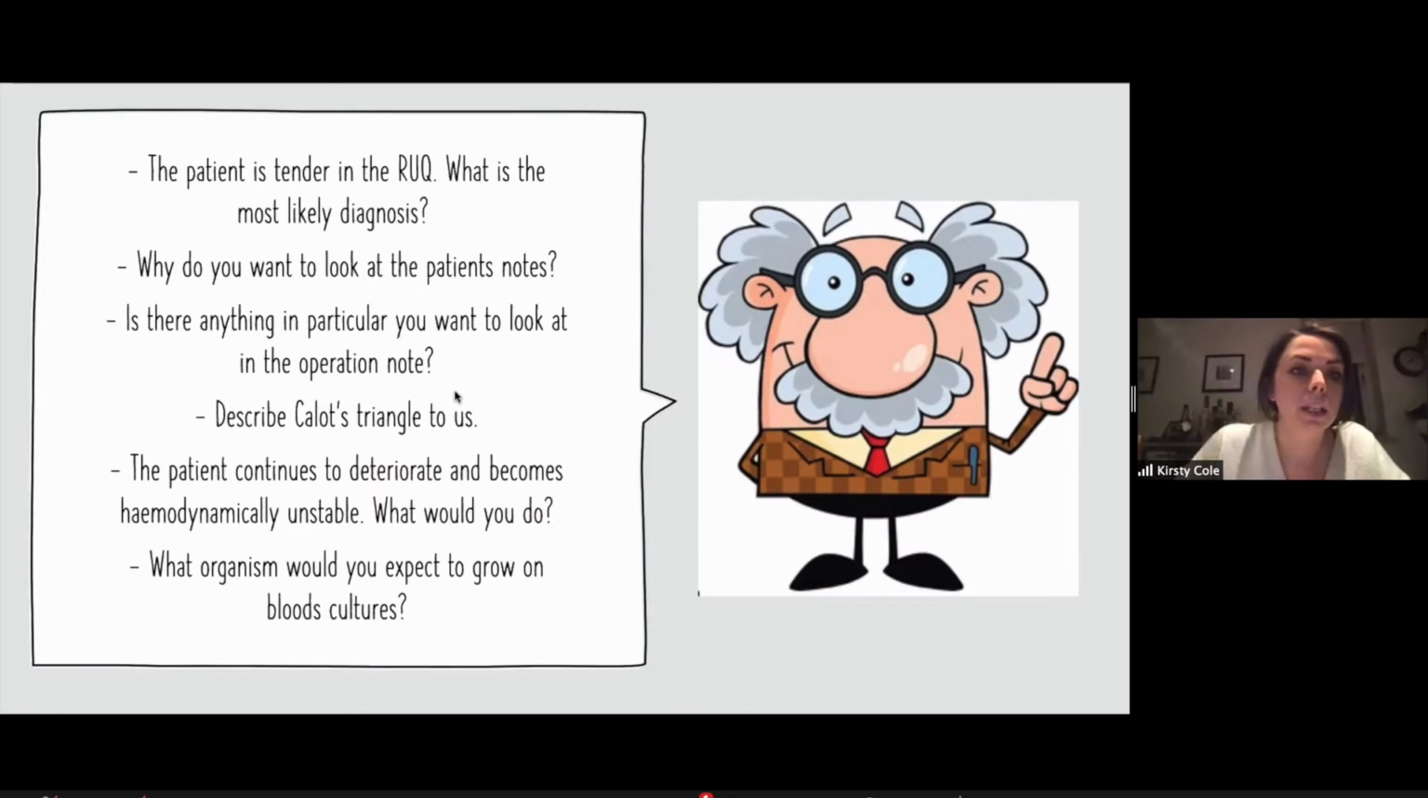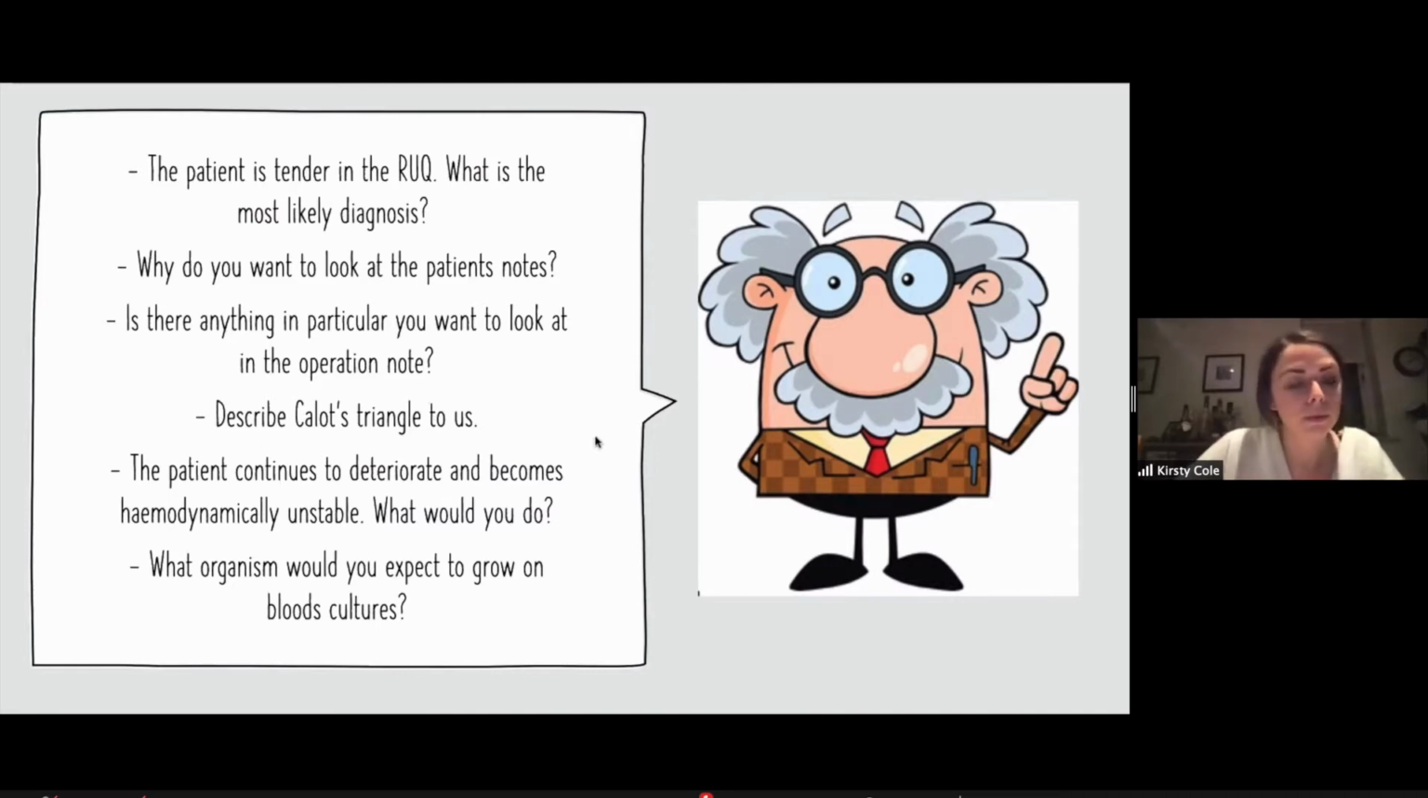But they asked me, the patient's tender in the right upper quadrant. So usually if they're happy with your A to E and what you've told them, they'll give you a little bit more information. What's your most likely diagnosis? Why do you want to look at the patient's notes? And is there anything particularly you want to look at in the op note? So they were getting at whether I want to see if they saw Calot's triangle and if there were any intraoperative complications, basically. And again, they're just checking that you've been exposed to surgery and you know the kind of things to be looking for.